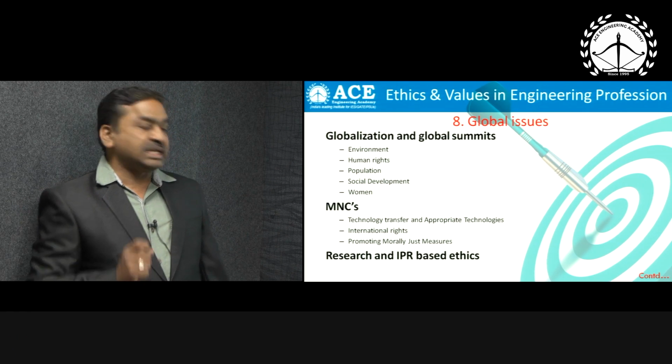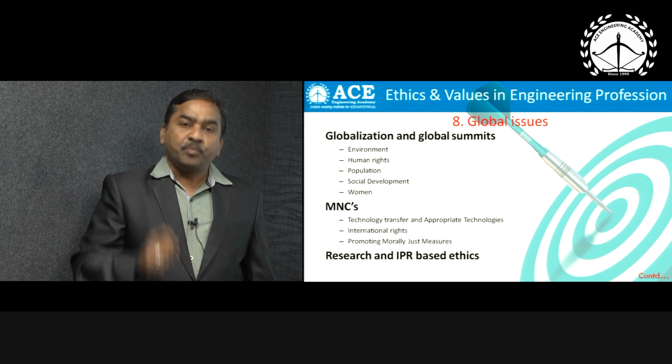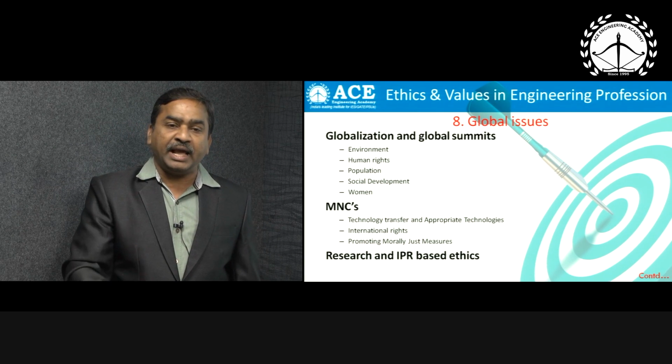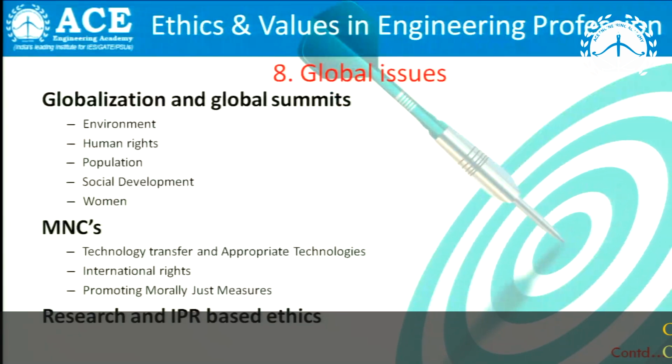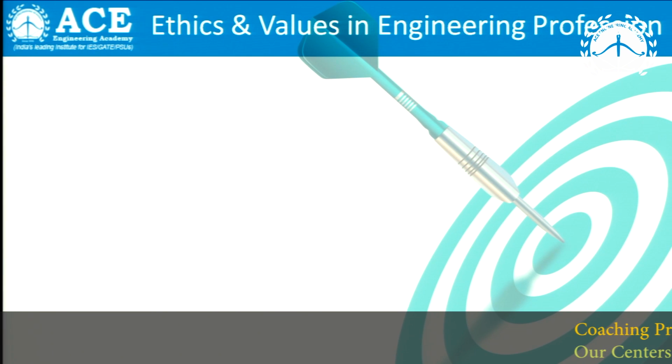Another important component is research and IPR. Protecting someone's intellectual property is an essential component. In this, we talk about plagiarism and copying of someone's intellectual property without permission. Ethical problems in research and analysis.